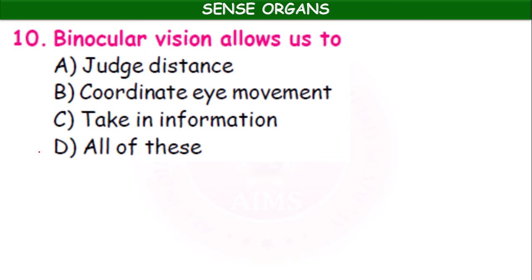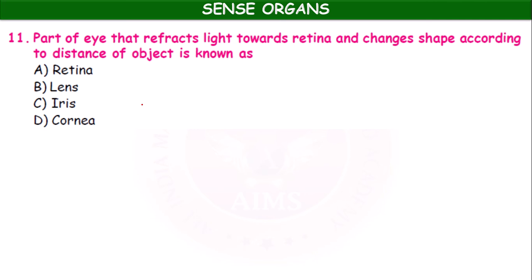Binocular vision allows us to judge distance, coordinate eye movement, take information, all of these. Both eyes see the same object at a time and pass that information to the brain, where it is analyzed and the correct image is formed. So, this type of vision is called binocular vision.